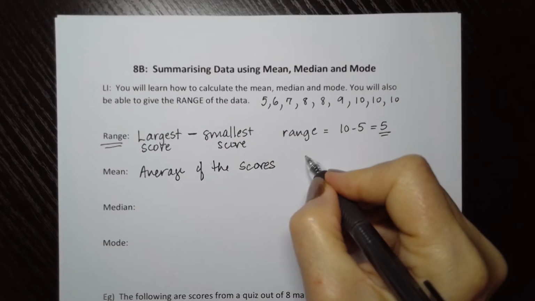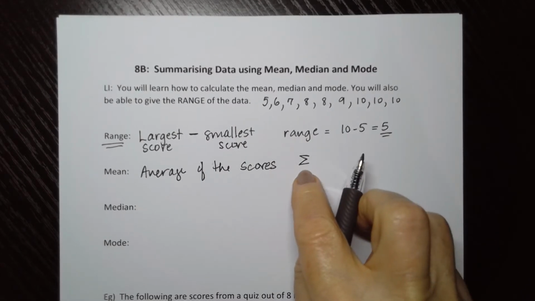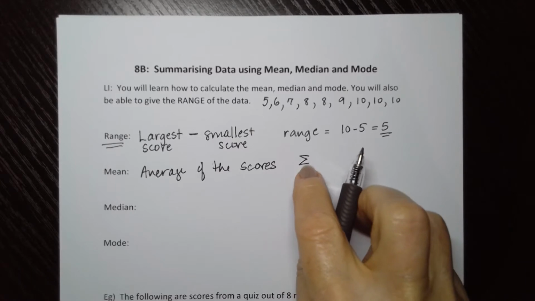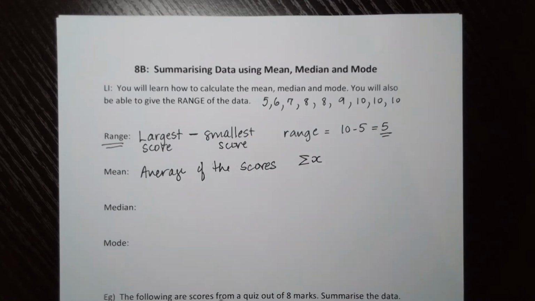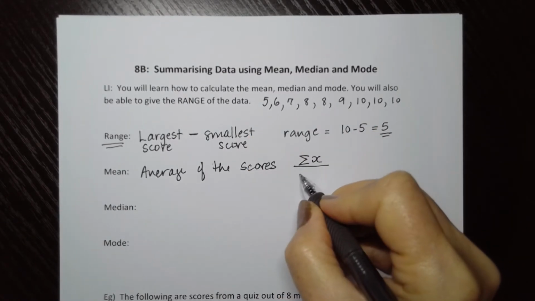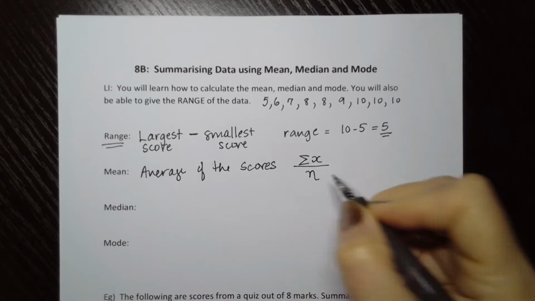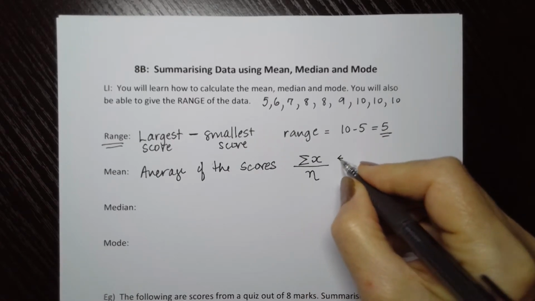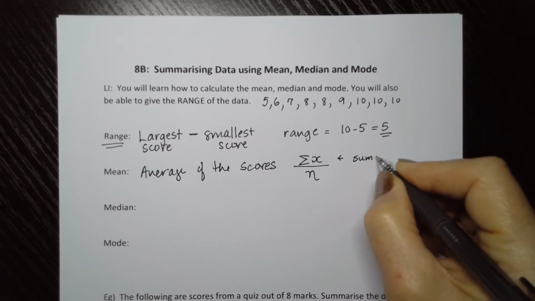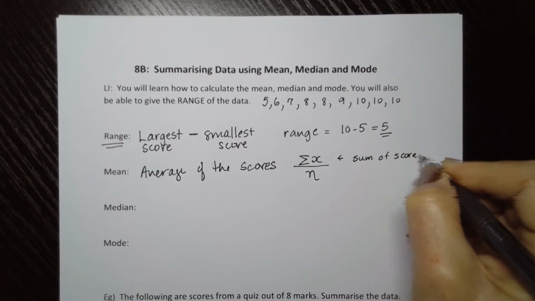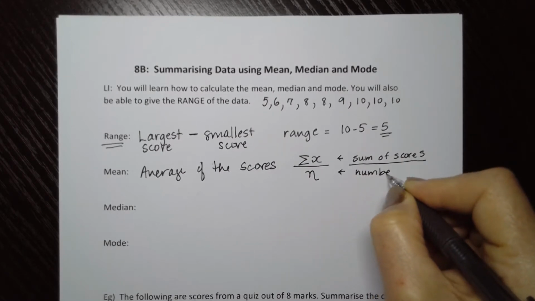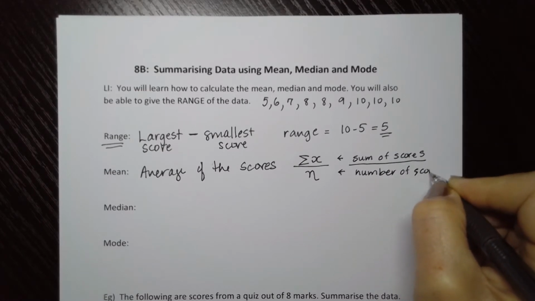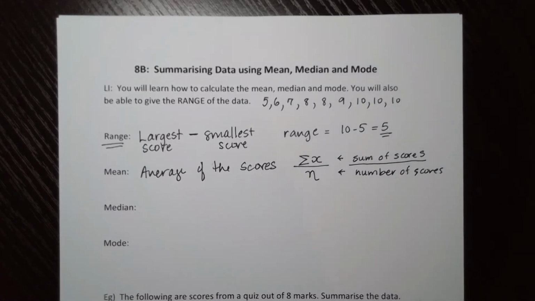So this is how I write it. I say the sum, this is a Greek letter called sigma, and it means to add things up. The sum of the scores, we'll call them x's for now, divided by the number of scores, n. Okay, let's say what that says. Sum of scores. In math, that's what that means. And this means number of scores.